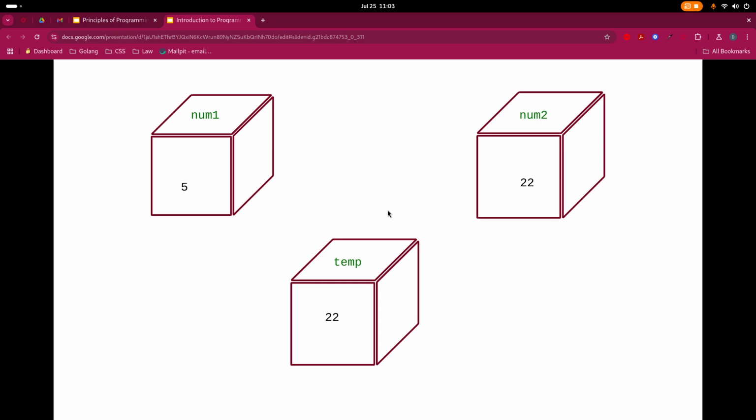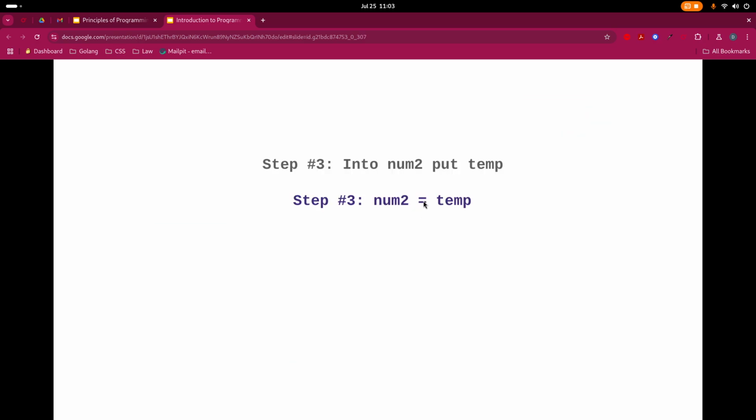So again, whenever you see this equal sign, I want you to think about a left hand side and the right hand side. You're going to check what is on the right hand side, and you're going to take that and put it into the left hand side.